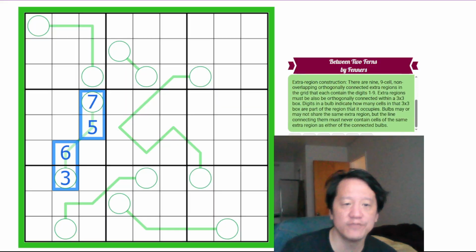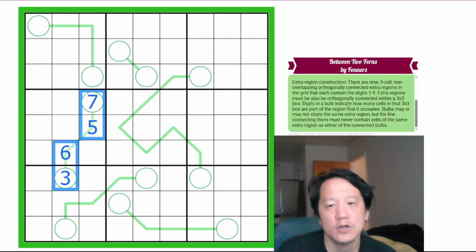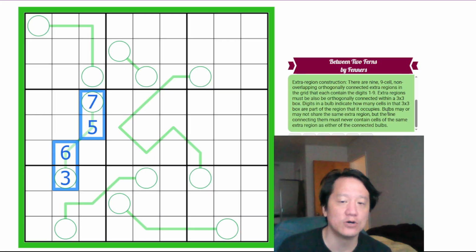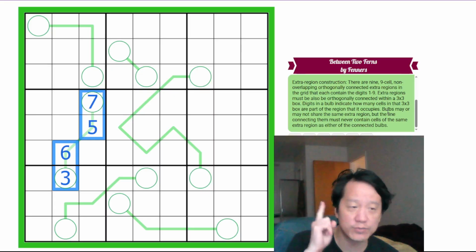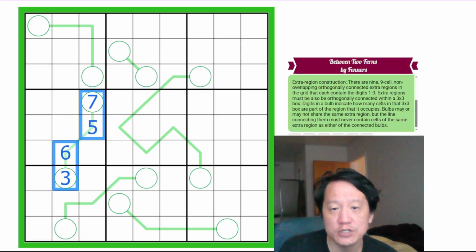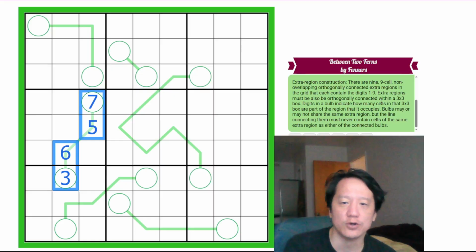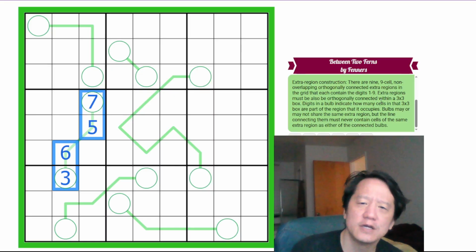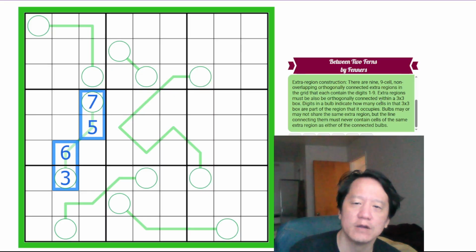We also have extra region construction, where there are nine cell, non-overlapping, orthogonally connected extra regions in the grid that each contain the digits 1 through 9. And extra regions must also be, I think it's an extra B. Extra regions must also be orthogonally connected within a 3 by 3 box. What does that mean? Must also be orthogonally connected within a 3 by 3 box.